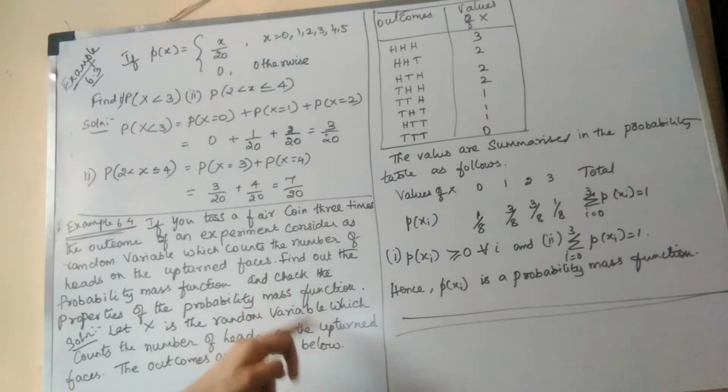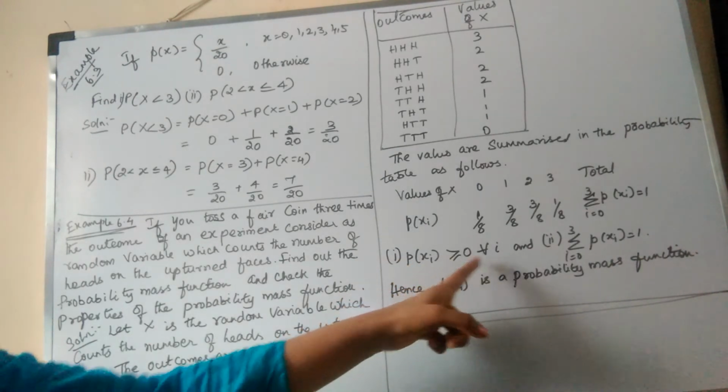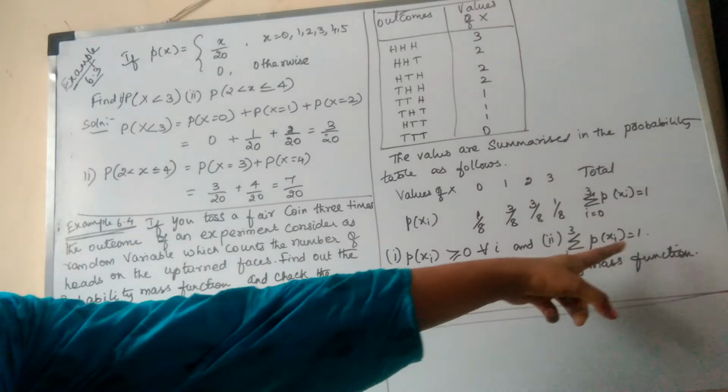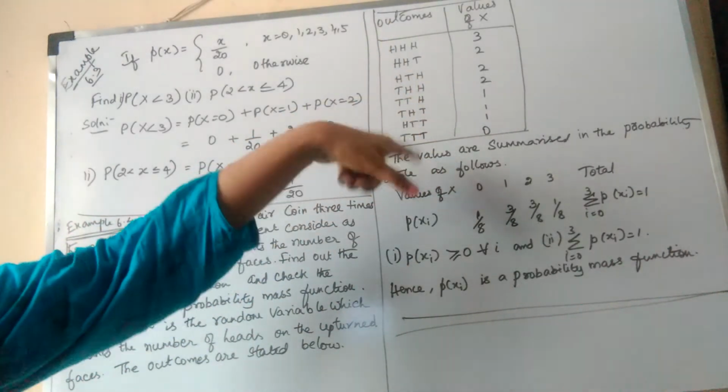So what is the condition for probability mass function? The p of xi should be greater than or equal to 0 for every i, and the sum should be equal to 1. The sum of the probabilities of all the values should be 1. Now x is the random variable which counts the number of heads on the upturned faces. The outcomes are stated like this.